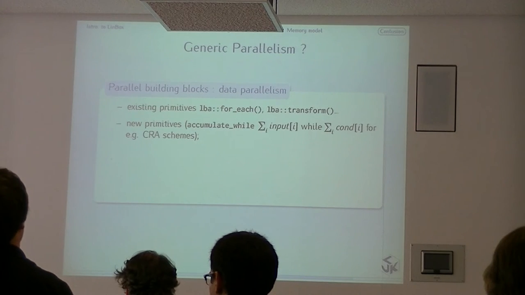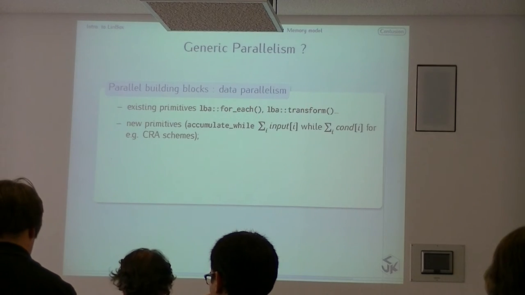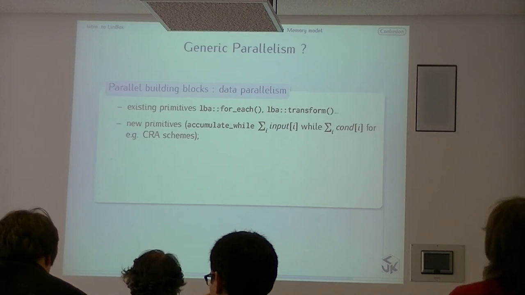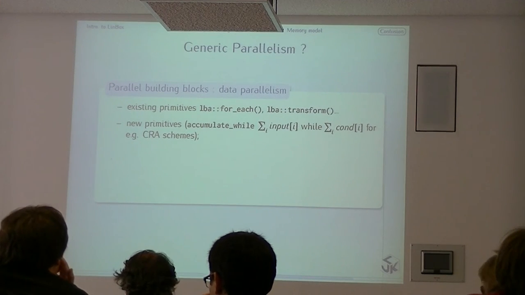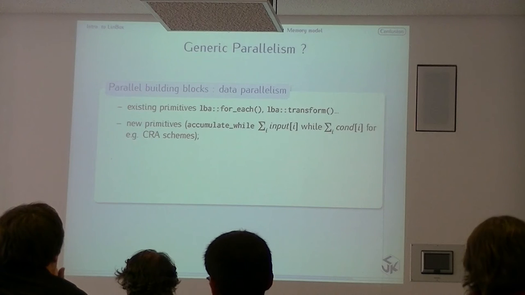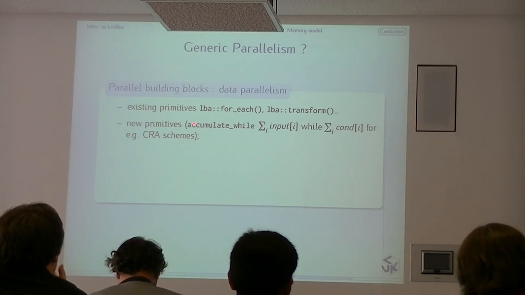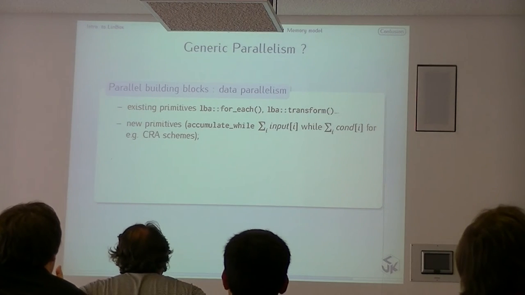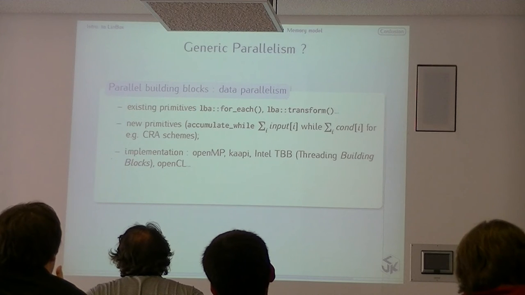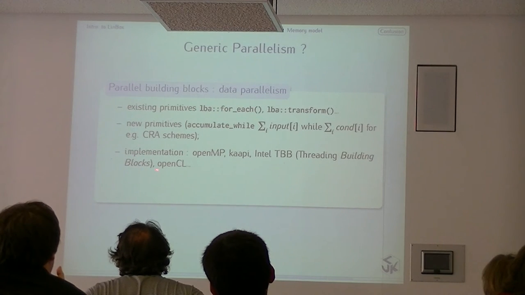Well, there are primitives that exist, like for_each, transform, accumulate, that exist also in parallel. They are implemented by many threads in parallel. We also try new primitives, like the one that we created for the Chinese remainder. And as I said, there's plenty of possible implementations: OpenMP, Intel TBB, or KAAPI.